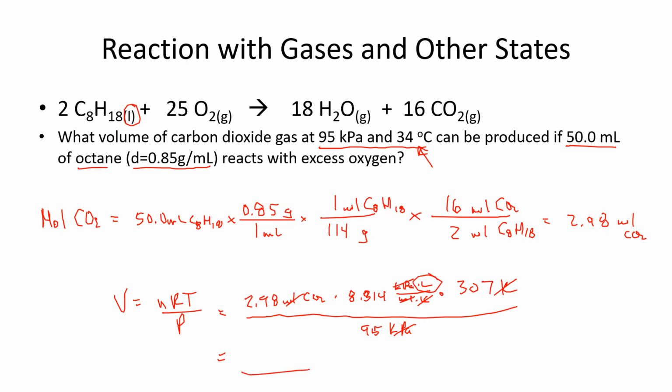So let's see what that comes out to. 2.98 times 8.314 times 307 divided by 95 equals, wow, quite the volume, 80 point, how many digits we got here? Most of these are 2, so just 80 liters. There you go.